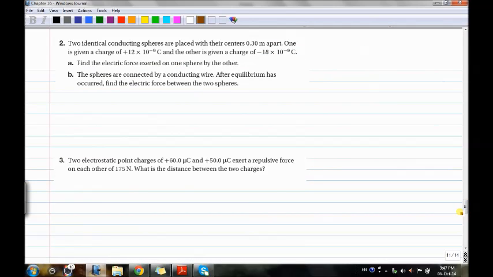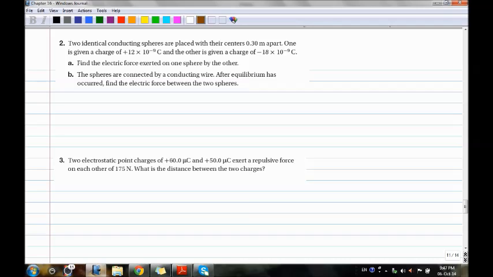Now to the second question. Two identical conducting spheres are placed with their centers 0.3 meters apart. One is given a charge of positive 12 times 10 to the power of negative 9 coulomb, and the other is given a charge of negative 18 times 10 to the power of negative 9 coulomb. A. Find the electric force exerted on one sphere by the other.